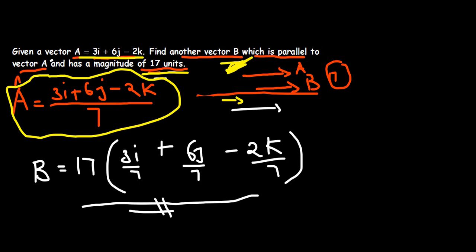So what are we going to do? We are just going to multiply this unit vector by 17. If we multiply it by 17, the magnitude of this vector becomes 17, and we can call that vector B. Is it making sense now? All right, so that's it for this question.